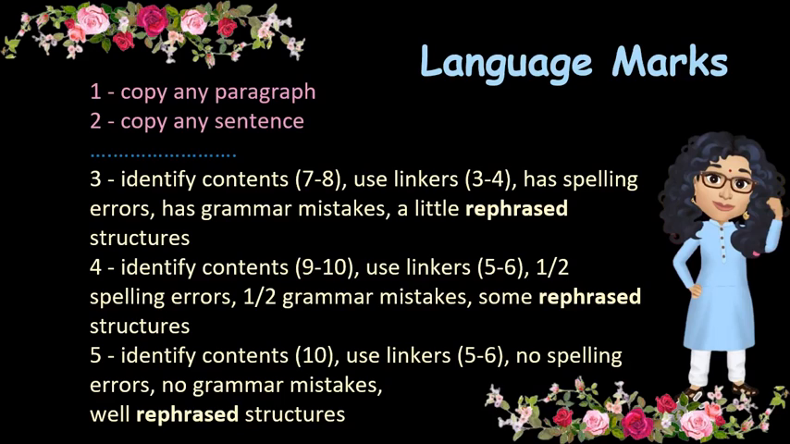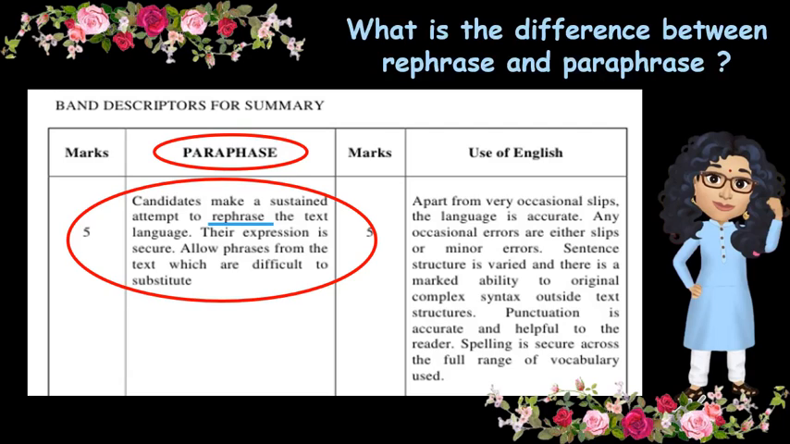So for 5 marks, you can identify all 10 content points, not less than that. And then you can use linkers well, 5 to 6 linkers, and then no spelling errors, no grammar mistakes, and then well rephrased structure. So you see, it's a perfect, flawless piece. Then only 5 marks. If you do a little bit of errors and then you expect better marks like 5 marks, impossible. All right.